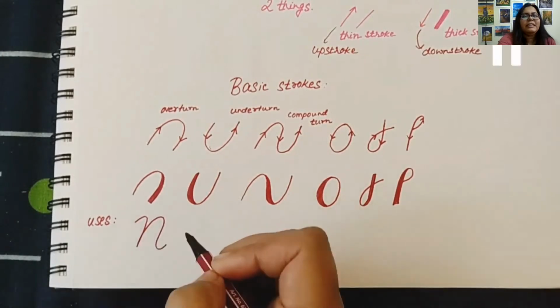Okay, this is the letter N that I have just written. How do you write N? It is like this and like this. This is how N is written.